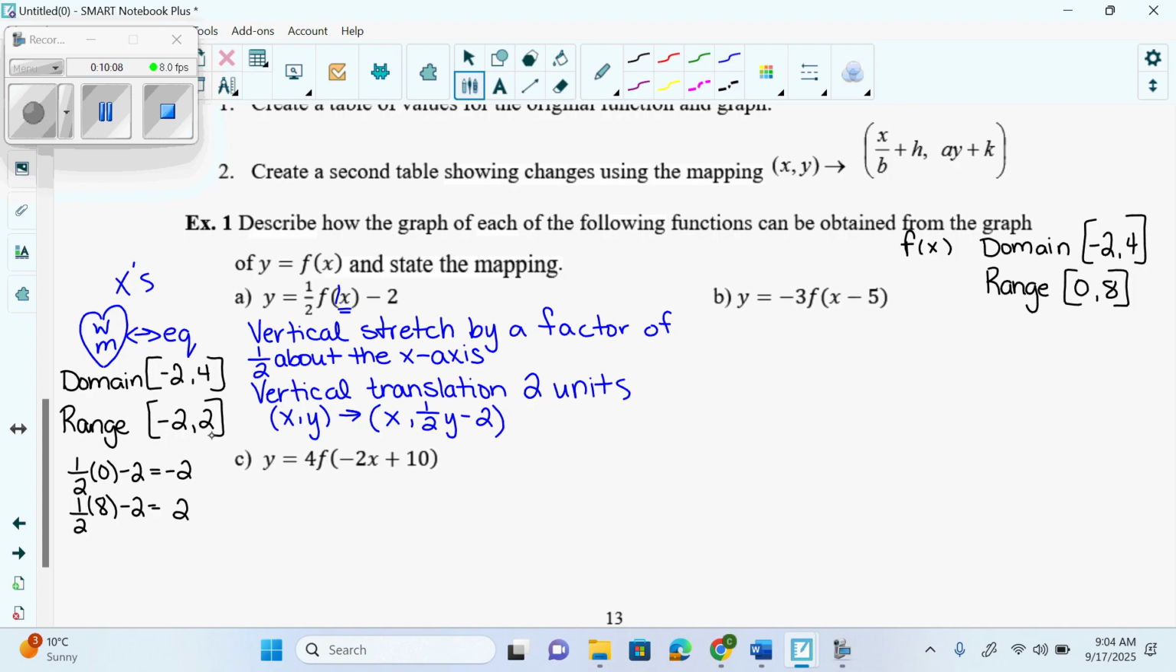Yeah? Okay. B, we're in y equals and we have a 1 in front of our x, so we can talk. So we have a vertical stretch, so this affects my x's, and then these affect my y's. The outside ones, you can draw a y if you so choose. So this is going to be a vertical stretch by a factor of what? 3. About the x-axis.